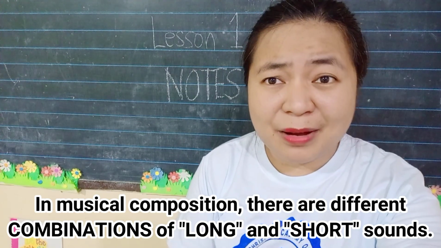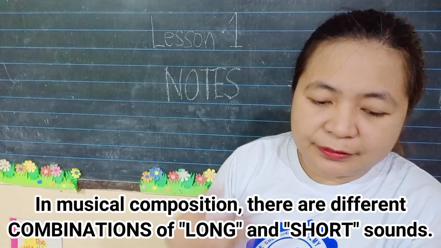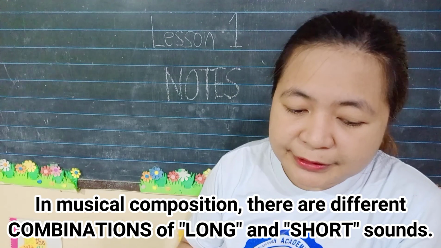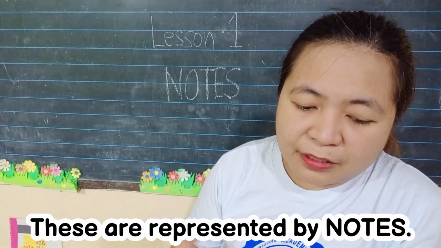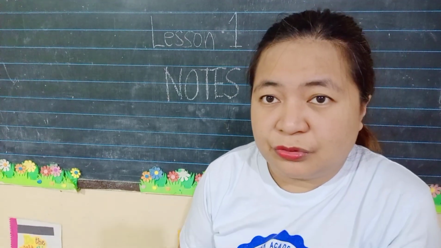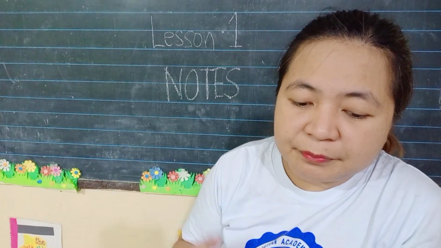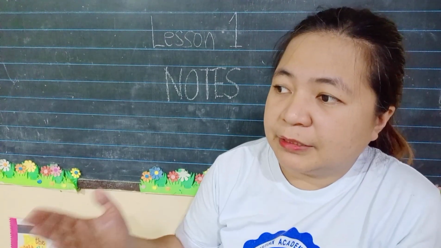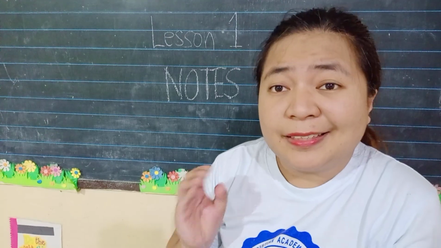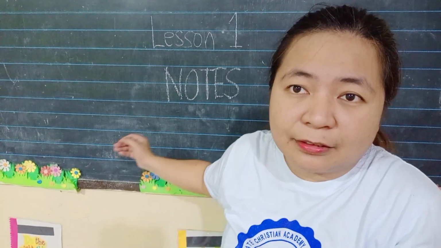May mahaba, may maigsi. There are different combinations of long and short sounds. These are represented by notes. Meron daw iba't ibang kombinasyon ng mahaba at maigsing tunog, at ito ay nire-representa ng isang notes. Okay?